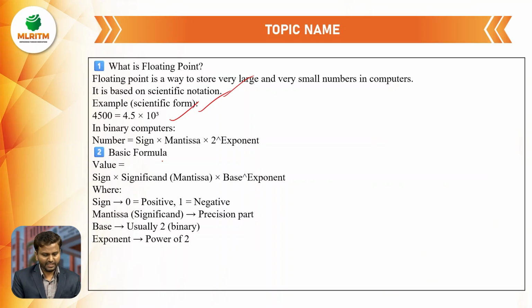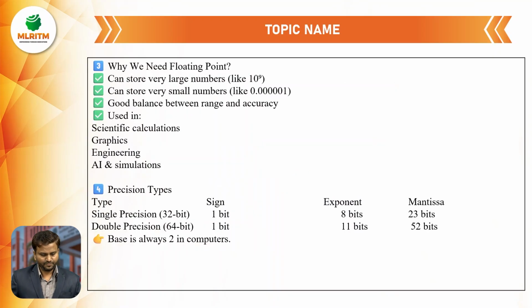The basic formula is sign times mantissa times base power exponent, where sign 0 equals a positive number and 1 equals a negative number. Mantissa is the significant precision part, the base is usually 2 for binary, and the exponent is the power of 2. The minimum value should be the minimum power of 2.